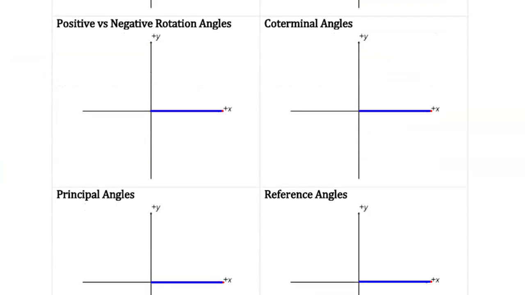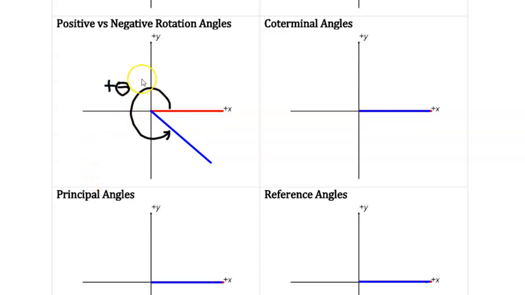What are positive versus negative rotation angles? Well, I just drew a positive rotation angle, and a positive rotation angle occurs when you rotate in a counterclockwise direction. So let's say I rotate all the way to here, then that means my angle is going to be fairly large, right? More than 270 degrees. But that would still be considered a positive rotation angle.